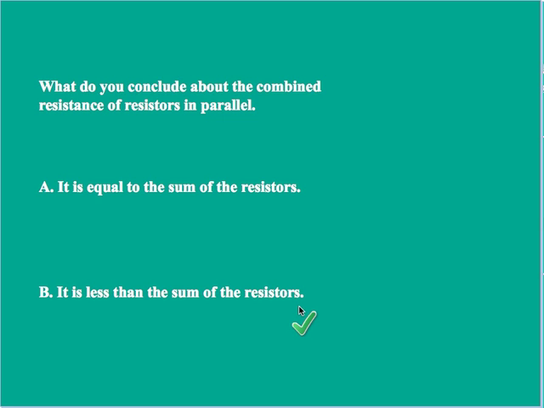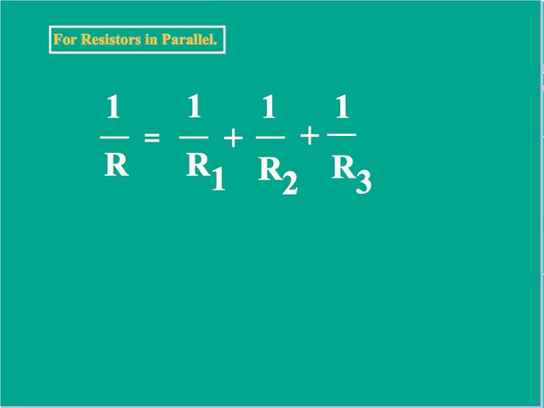If you said it's less than the sum of the resistors, then you have discovered for yourself a key aspect of circuits, which is that resistors in parallel are different from resistors in series. When resistors are in series, their combined resistance is a sum. But when they're in parallel, their combined resistance is governed by a different relationship.